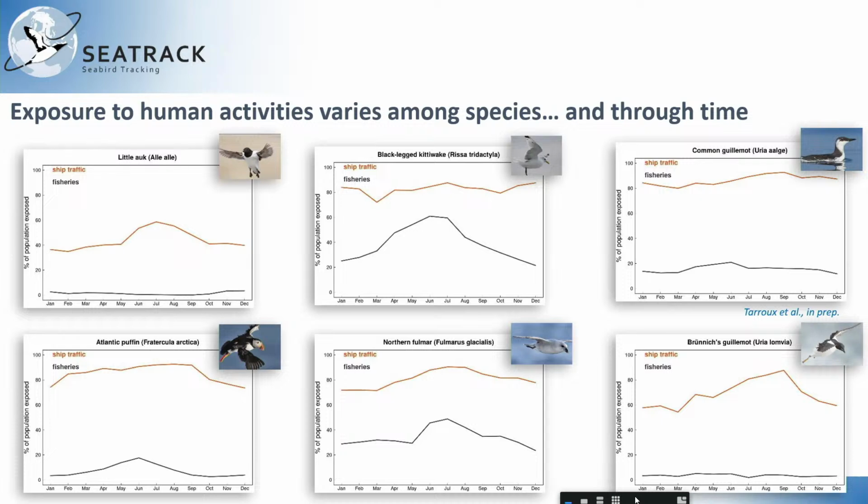And there is a lot of variation among species here. For example, little auks seem to be little exposed to fisheries, and this throughout the year, while black-legged kittiwakes and northern fulmars are much more exposed, especially during the breeding season in summer. This seems partly due to the behavior of the species, which are very mobile and widespread, but also due to the fact that they are more sensitive to certain types of fishing gear such as long lines, for example, which are widely used far offshore in international waters.